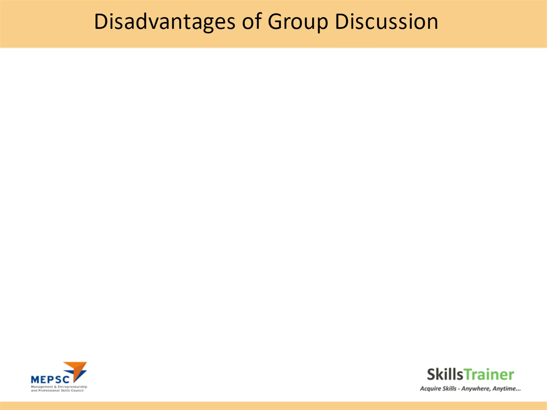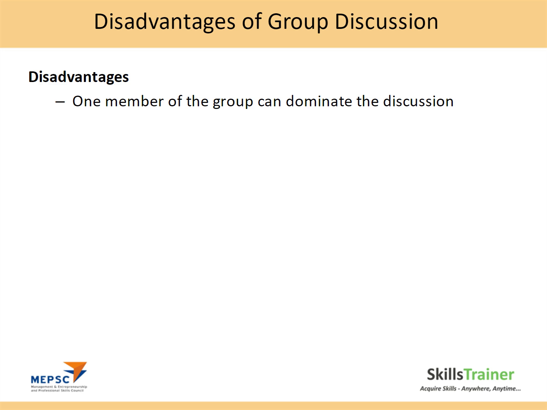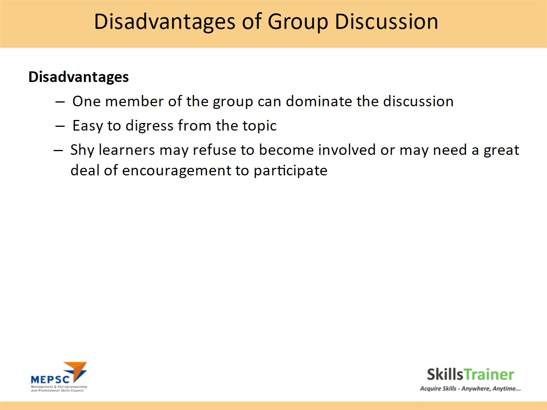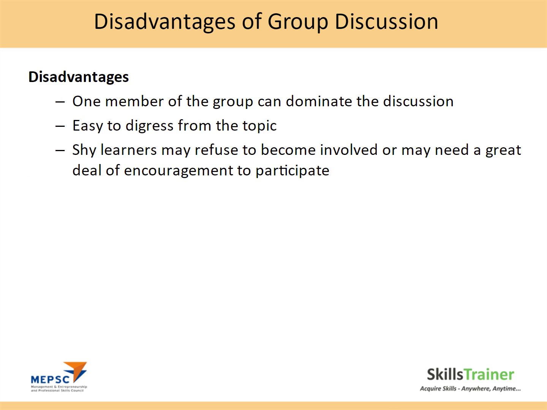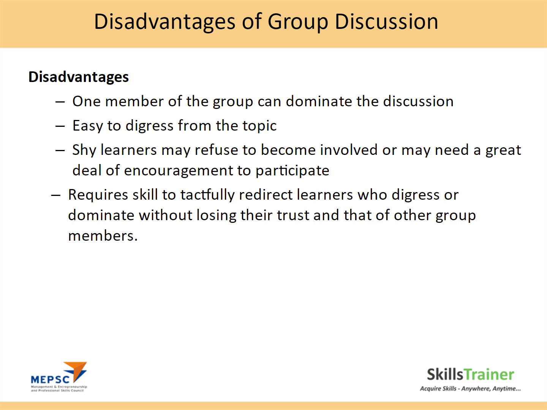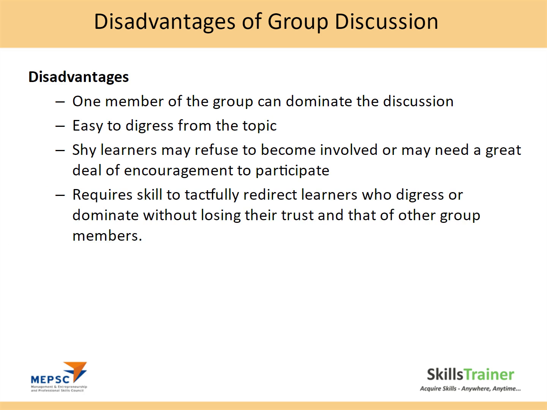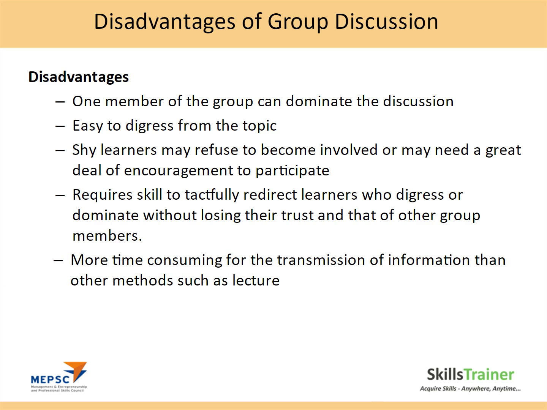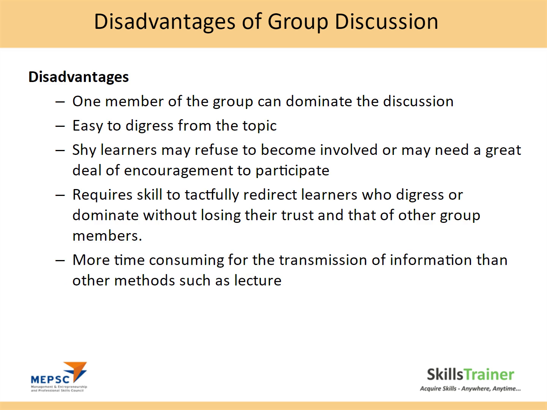Disadvantages of group discussion. One member of the group can dominate the discussion, and it is easy to digress from the topic. Shy learners may refuse to become involved or may need a great deal of encouragement to participate. It requires skill to tactfully redirect learners who digress or dominate without losing their trust and that of the other group members. It is more time consuming for the transmission of information than other methods such as lecture.